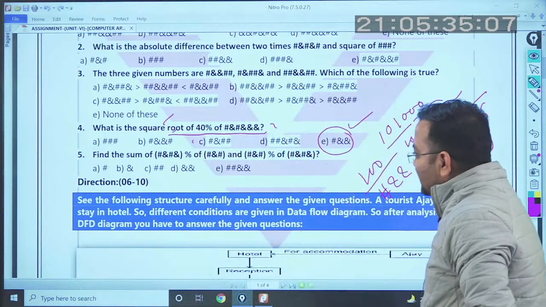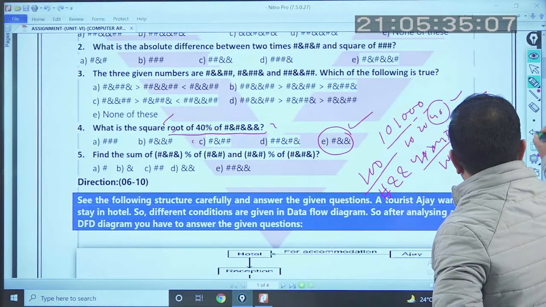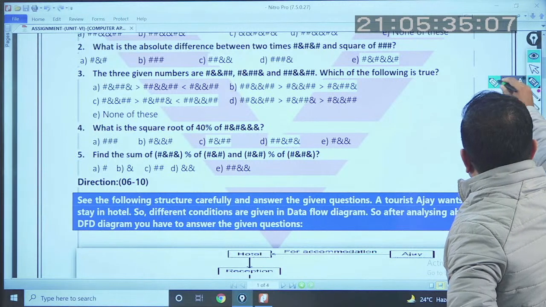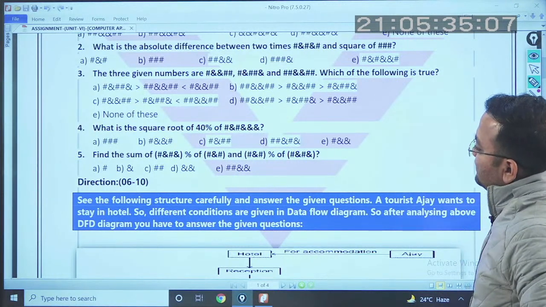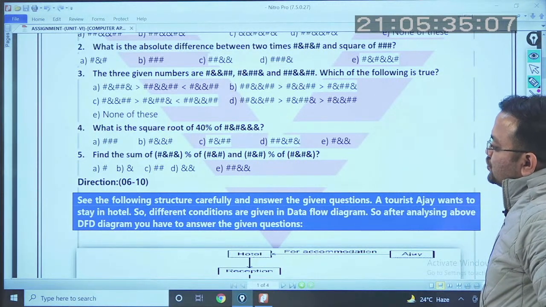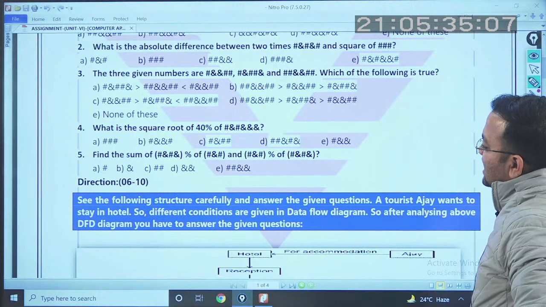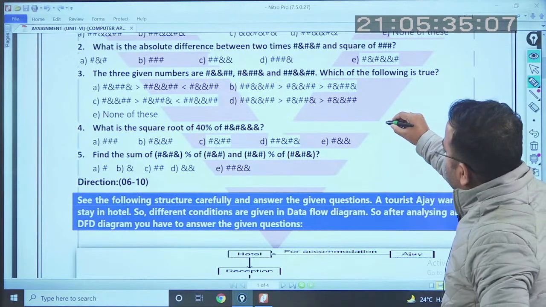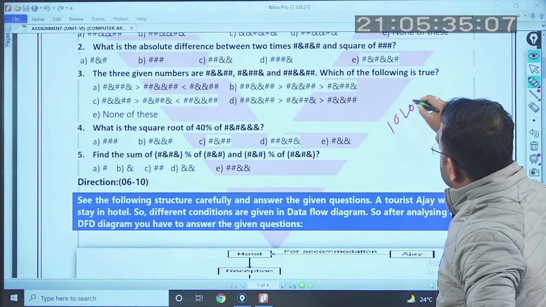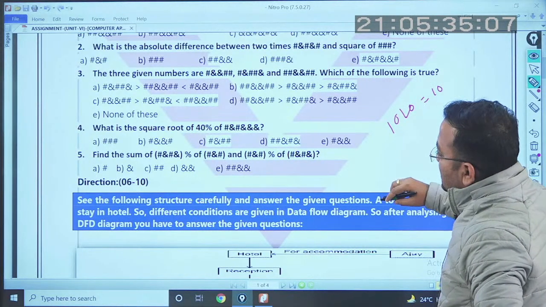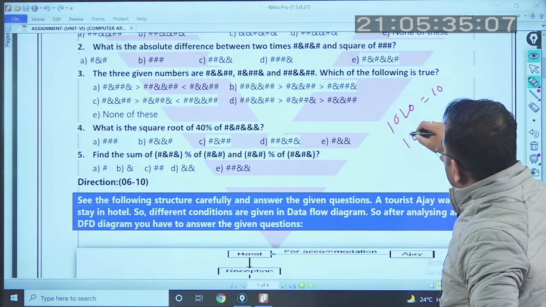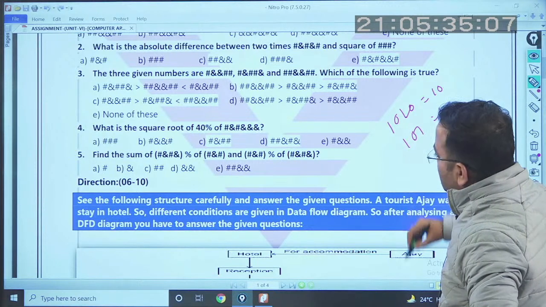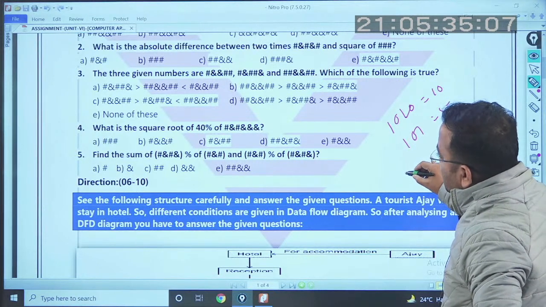Okay. Then goes to question number 5. In question number 5, students, see here, the sum of this percent of this and this percent of this. First we should decode: this is 1 0 1 0, so this is 10. Then second is 1 0 1, this is 5. So what is the concept?